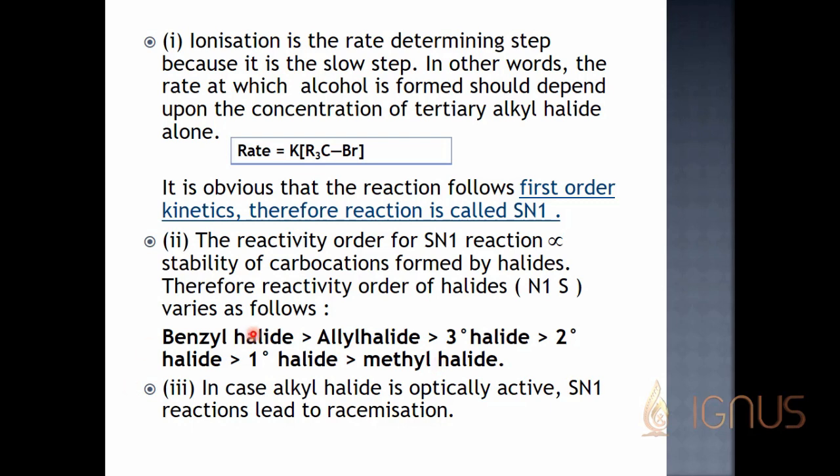Hence, the reactivity order is benzyl halide greater than allyl halide, then tertiary halide, then secondary halide, then primary halide, because benzyl cation is highly stable, then allyl cation, then tertiary or secondary carbocation, primary carbocation, and methyl carbocation. As reactivity order is directly proportional to the stability of the carbocation, it will follow this order. Write down, this is very important.